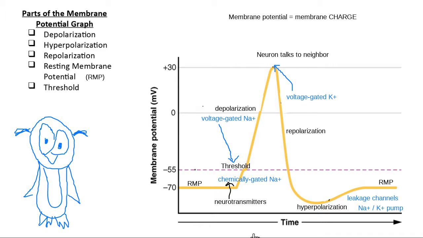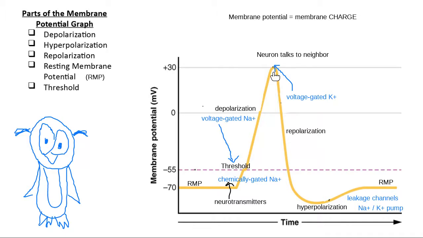Well, resting, it's listening. So it's not going to send any messages if it's listening. I promise it's not a trick question. Where did we say that a neuron was talking to its neighbor? Where on this graph does it talk to its neighbor? Yeah, all the way up here at positive 30.